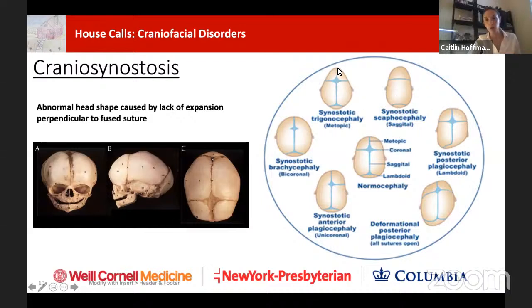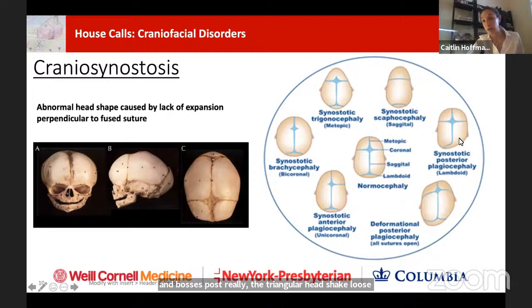If the metopic suture closes too early, you result in a trigonal or triangular head shape, trigonocephaly, because there's restriction of the frontal bones. They can't grow perpendicular to that metopic suture, but they can use the coronal suture and the lambdoid suture, so the whole skull grows posteriorly and bosses posteriorly with a triangular head shape.